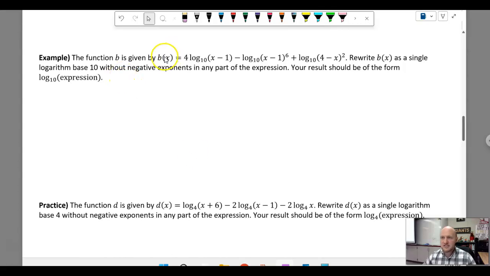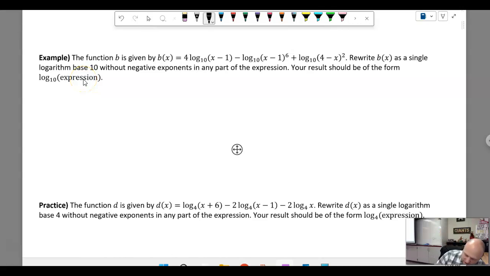The function b is given by b of x equals 4 log base 10 of x minus 1 minus log base 10 of x minus 1 to the power 6 plus log base 10 of 4 minus x to the power 2. Rewrite b of x as a single logarithm base 10 without negative exponents in any part of the expression, and your result should be of the form log base 10 of the expression.